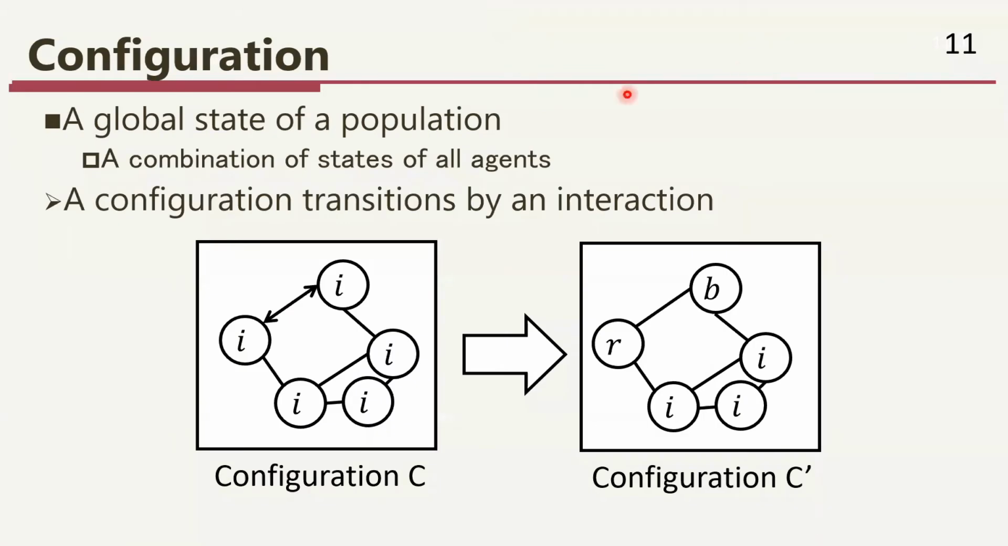A configuration is a global state of a population. In other words, it is a combination of states of all agents. When an interaction happens between two agents, states of the agents transition. At that time, a configuration also transitions.